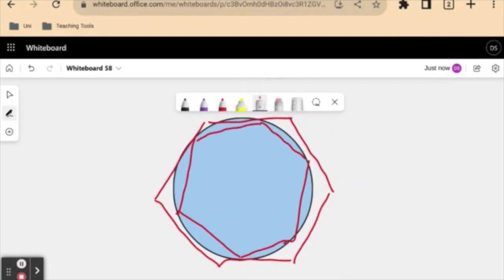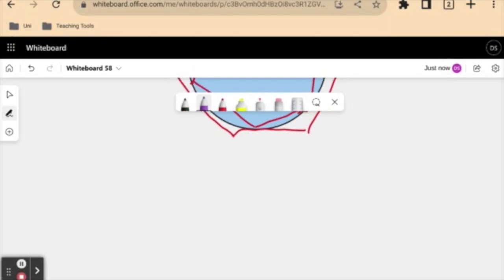So if we, for example, looked at a 12-sided polygon. Now, this isn't going to be drawn very well, but let's say we had 1, 2, 3, 4, 5, 6, 7, 8, 9, 10, 11, 12. Well, the extra sides mean that it starts to look a little more circular.